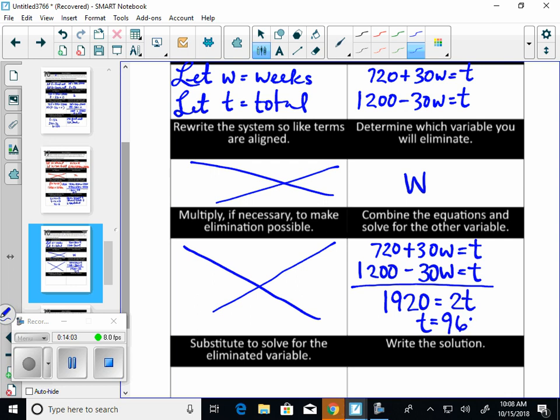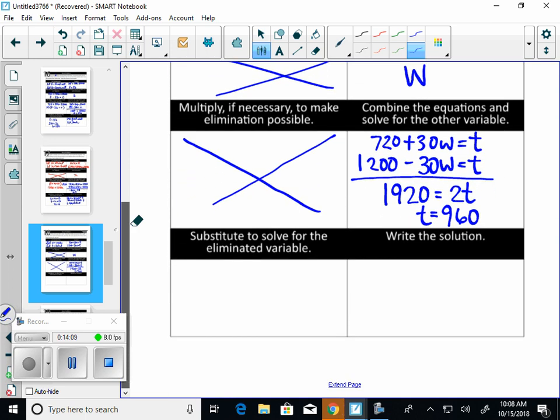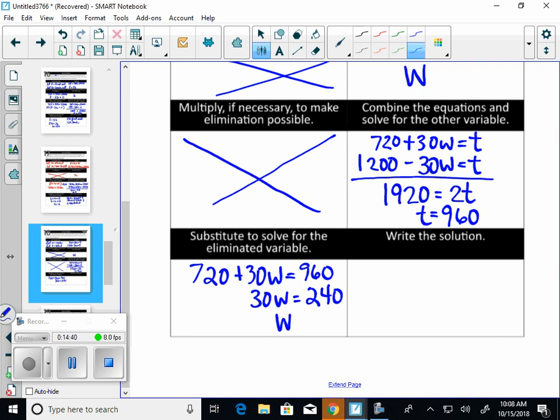$960. What does that mean? What does that represent? The total. So let's take it and let's plug it back in. You want to go into the first one or second one? Okay, so let's do the first one. 720 plus 30W is going to equal 960. And let's solve. Subtract your 720. So 30W is going to equal 240. Divide by 30.